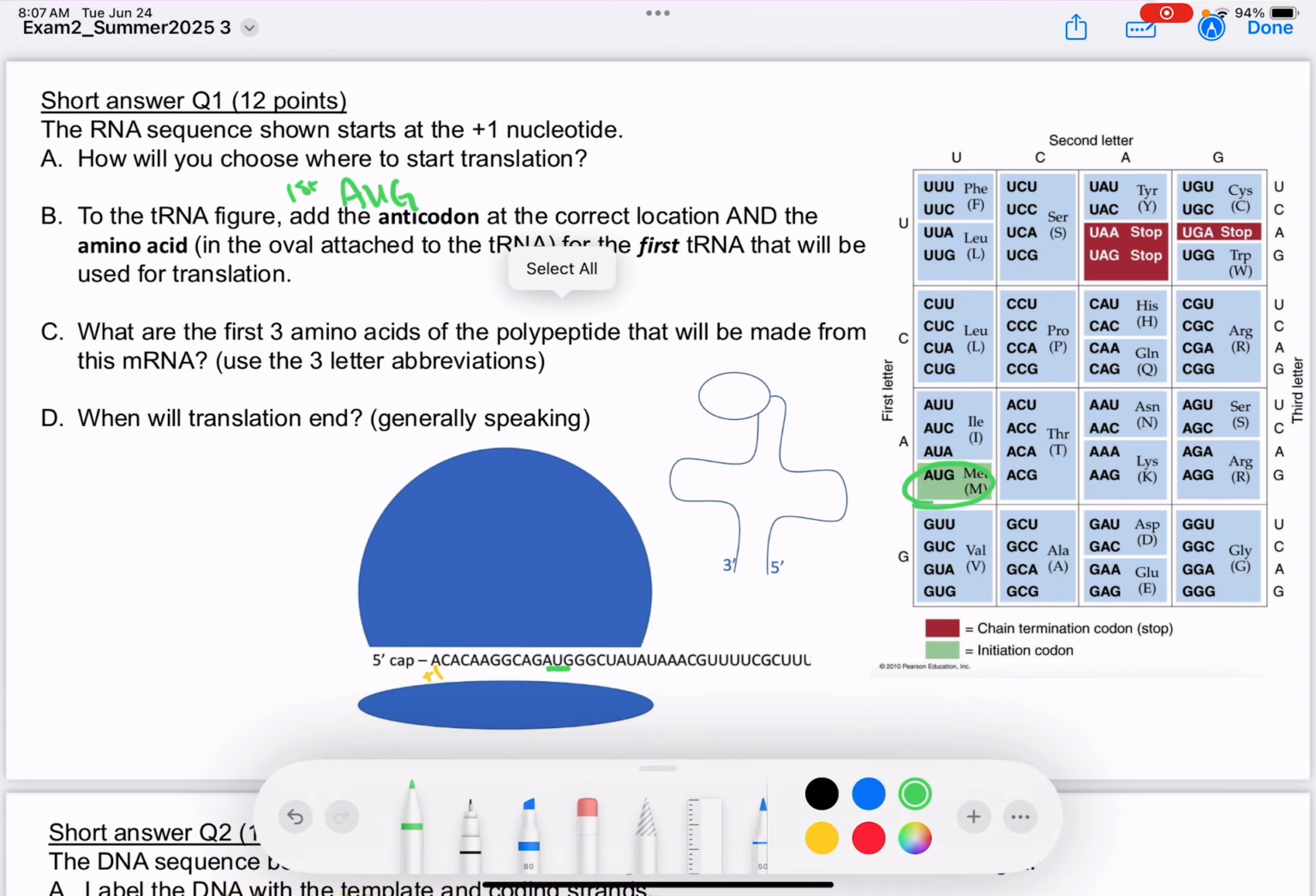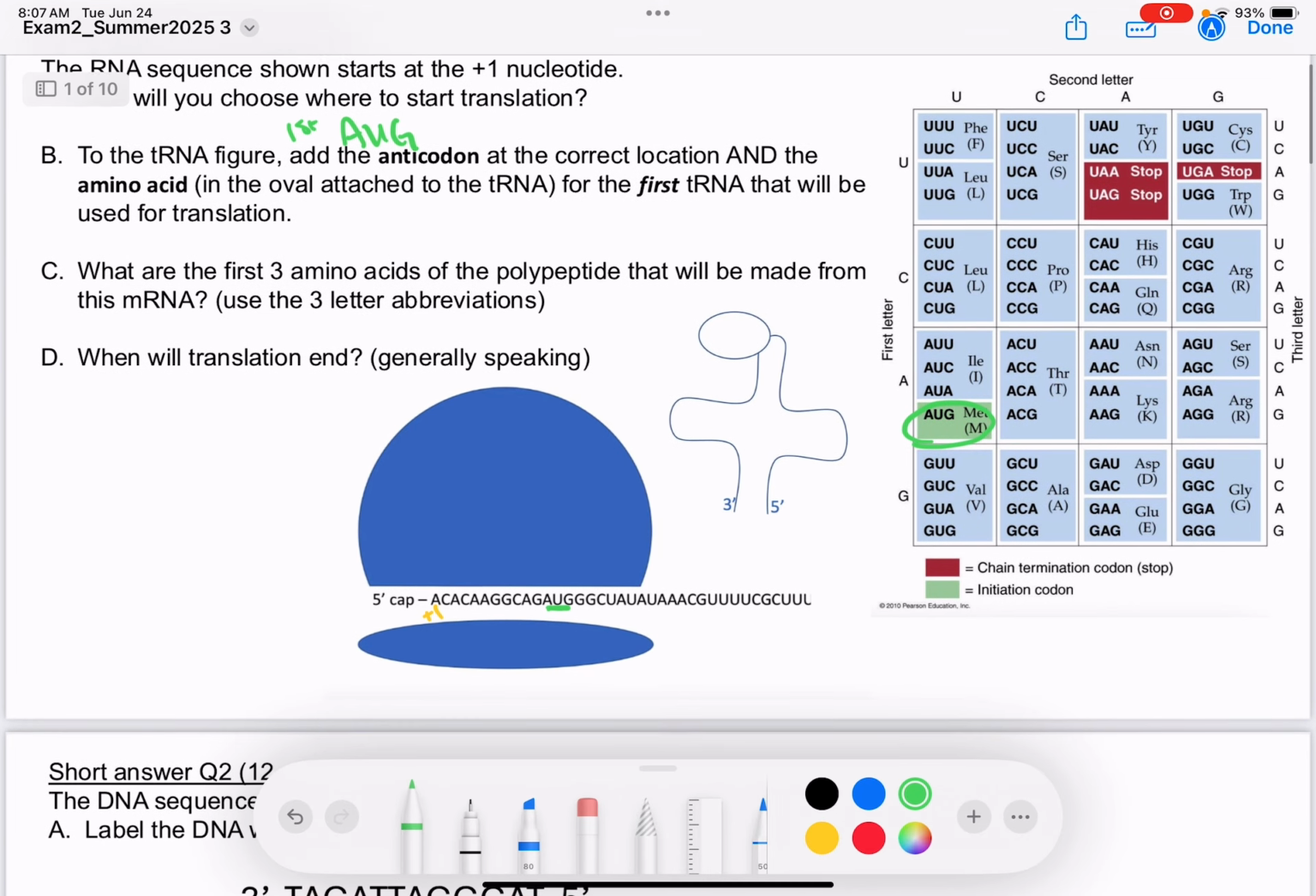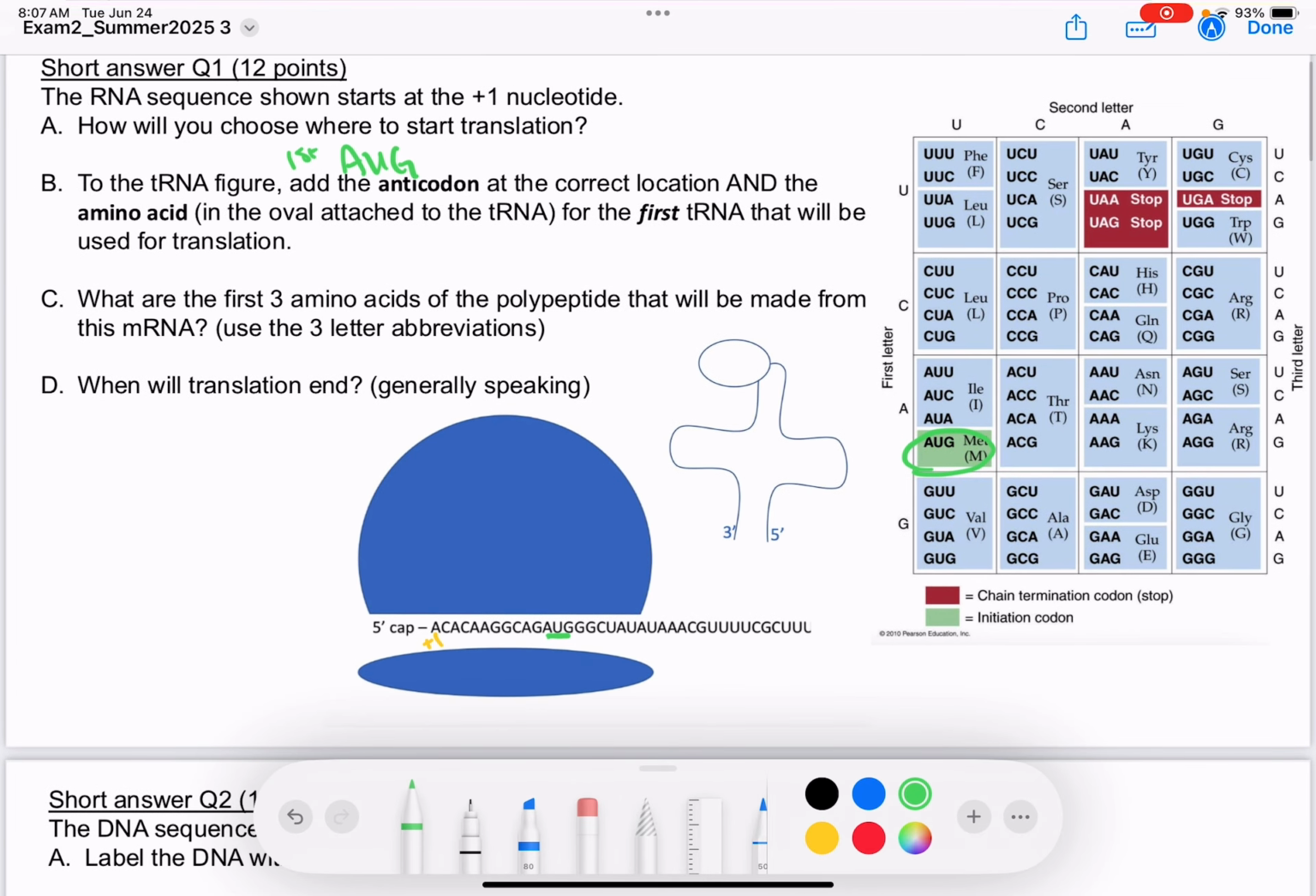Okay, to the tRNA in the figure, add the anticodon to the correct location and the amino acid. So my first tRNA is going to be methionine attached, and it's going to have the anticodon that goes with AUG, so it's going to be UAC.